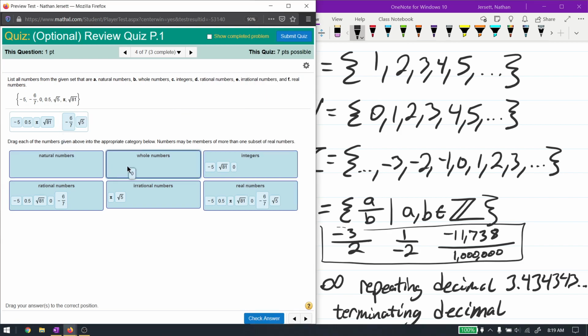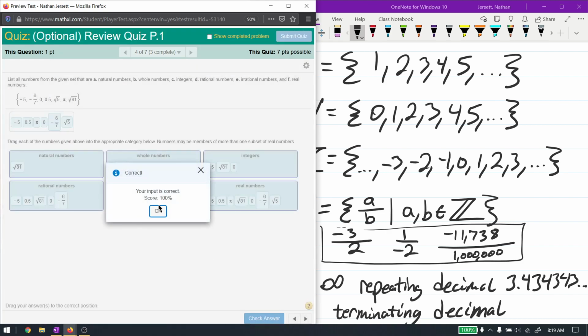So 0 is going to go in whole, it's not going to go in natural, and 9 will go in both, because 9 is a positive whole number, and both of them have that. But hopefully this is all sorted correctly. Let's see. And it is.